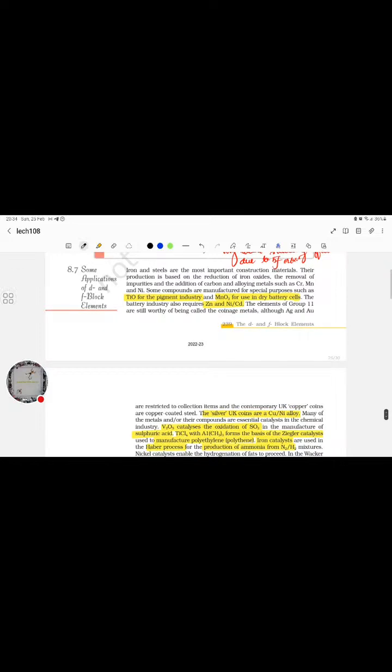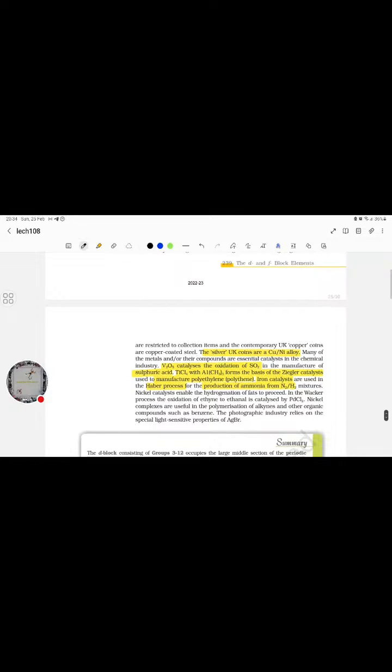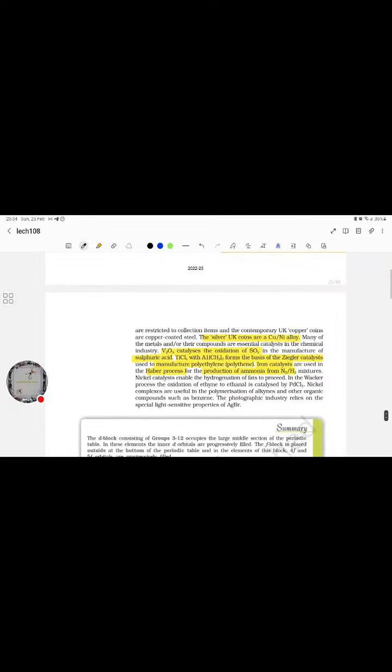Some compounds are manufactured for special purposes such as TiO2 for the pigment industry and MnO2 for use in dry battery cells. The battery industry also requires zinc and nickel or cadmium. These elements of group 11 are still worthy of being called the coinage metals, although silver and gold are restricted to collection items and the contemporary UK copper coins are copper coated steel. The silver UK coins are copper or nickel alloy.